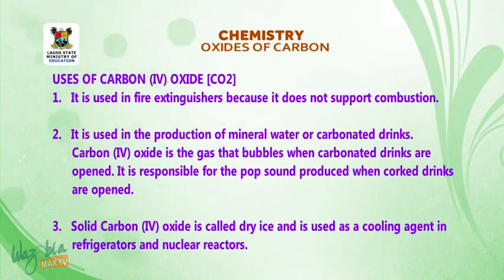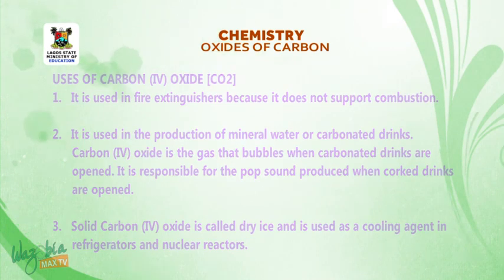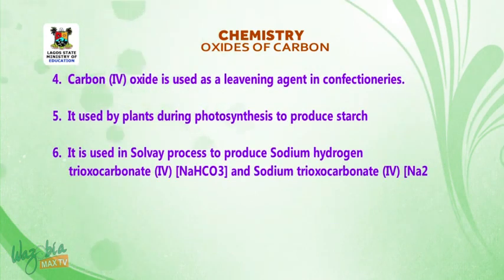Number three, solid carbon-4 oxide is called dry ice and is used as a cooling agent in refrigerators and nuclear reactors. Number four, carbon-4 oxide is used as a leavening agent in confectionaries because it is produced by baking powder in the process of baking. Number five, it is used by plants during photosynthesis to produce starch. And number six, carbon-4 oxide is used in Solvay process to produce sodium hydrogen trioxocarbonate 4 and sodium trioxocarbonate 4.